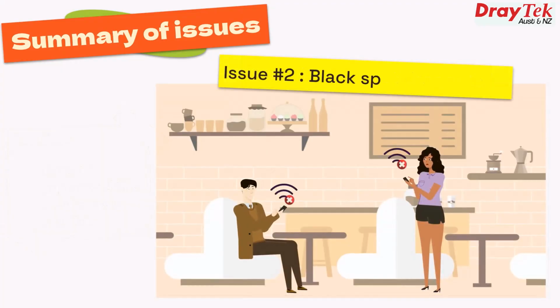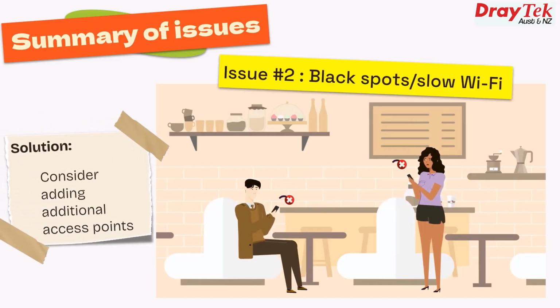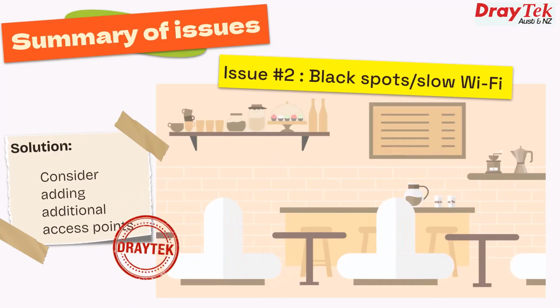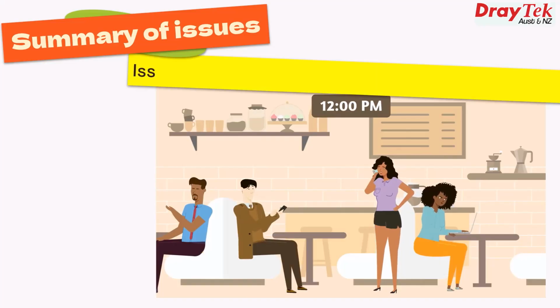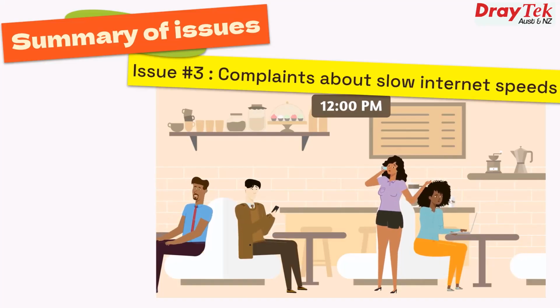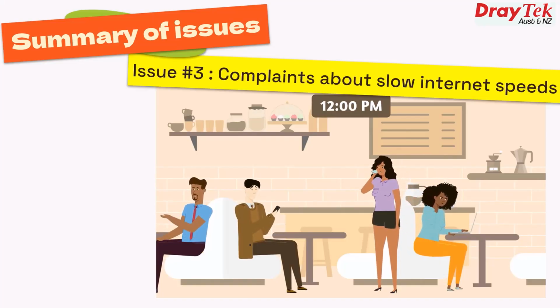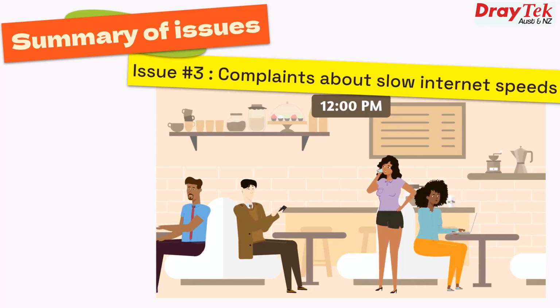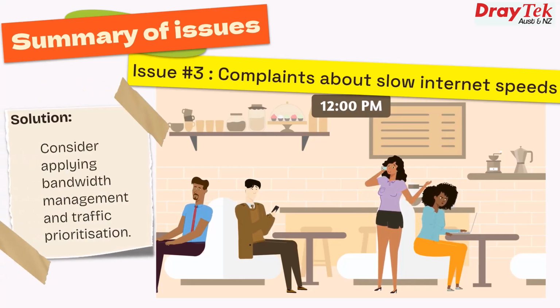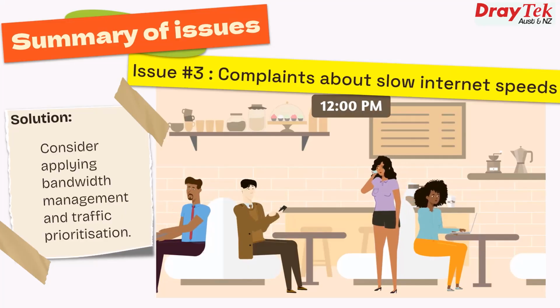Next, some customers are experiencing Wi-Fi connectivity issues in certain areas of the cafe, likely due to coverage black spots. This can be resolved by adding additional access points to improve wireless coverage. Emma has also received complaints about slow internet speeds, particularly during busy periods. This may be related to unmanaged bandwidth usage and can be improved by applying bandwidth management and traffic prioritization.